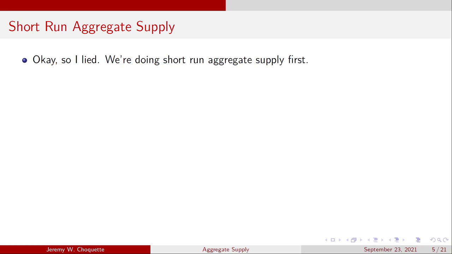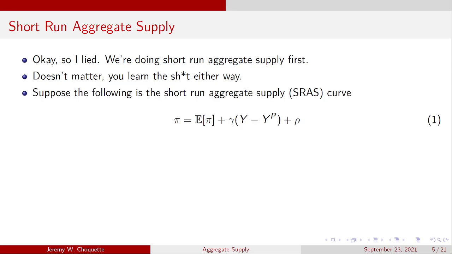So I said we were going to do long run aggregate supply first. I kind of lied, so sue me. It doesn't really matter. You learn the stuff either way. So suppose the following is the short run aggregate supply curve. We've got this guy right here. We've got pi equals the expectation of inflation plus gamma times (y minus yp) plus rho.